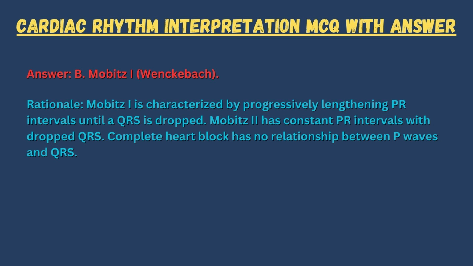Answer. B. Mobitz I Wenckebach block. Rationale: Mobitz I is characterized by progressively lengthening PR intervals until a QRS is dropped. Mobitz 2 has constant PR intervals with dropped QRS. Complete heart block has no relationship between P waves and QRS.